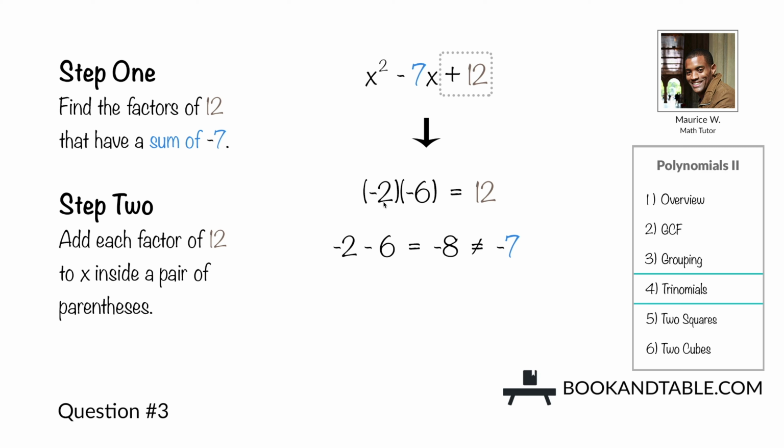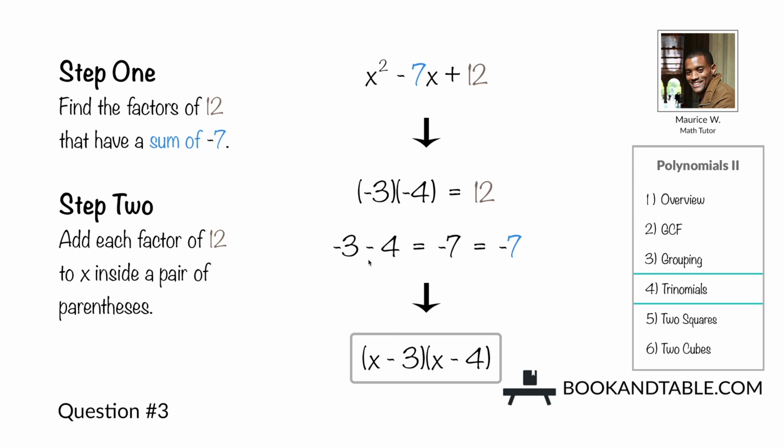We then try negative 2 times negative 6, since that equals positive 12. But when we add them up, we get negative 2 minus 6, which is negative 8. And that does not equal negative 7. So we need to try two other factors of 12. So we'll try negative 3 times negative 4, which gives us a product of 12. And they give us a sum of negative 3 minus 4, which is negative 7. And that does match the coefficient of our x. So now we can add each of these factors to x inside a pair of parentheses, giving us x minus 3 and x minus 4.